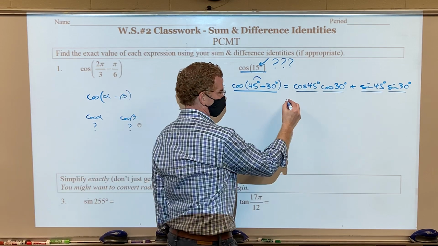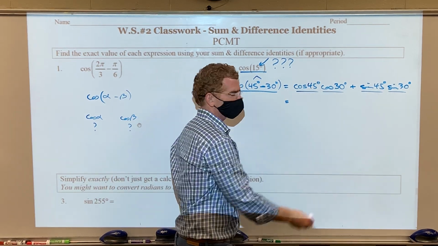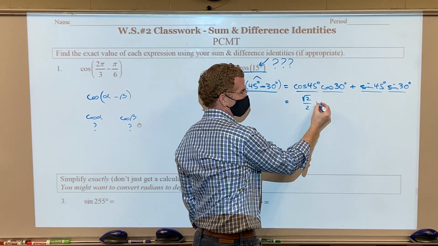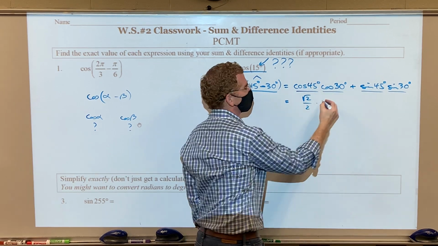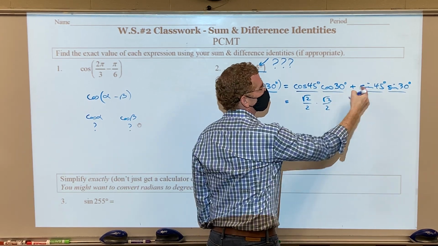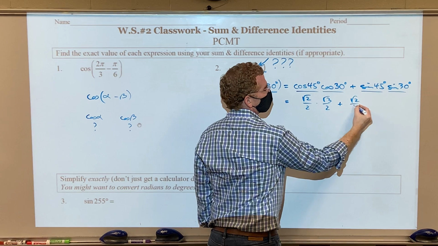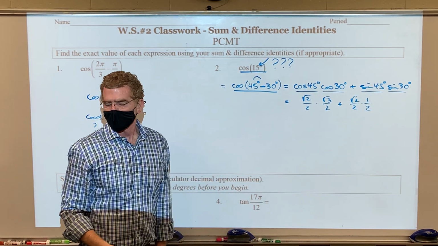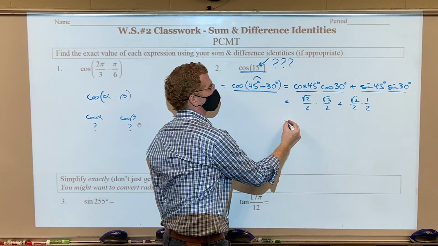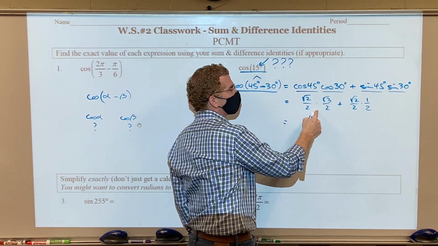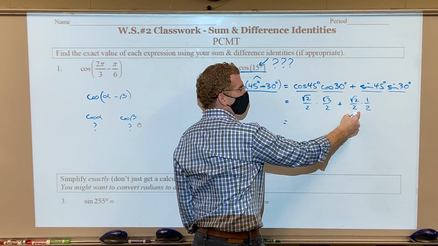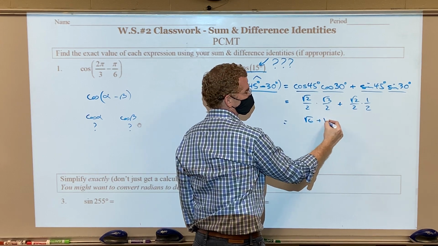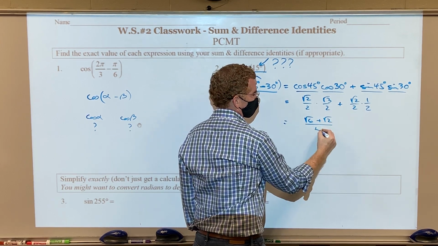So, what is cosine of 45 from your unit circle? Great. What is cosine of 30? Great. What is sine of 45? And then finally sine of 30. So all you end up with is root 6 over 4 plus root 2 over 4, which is root 6 plus root 2 over 4.